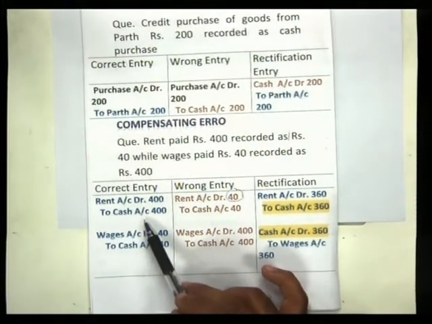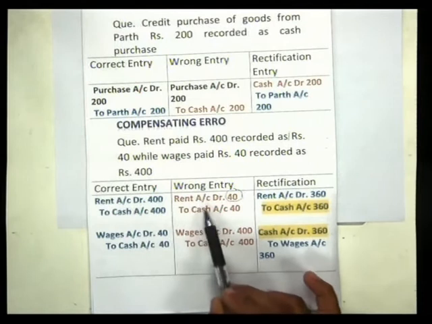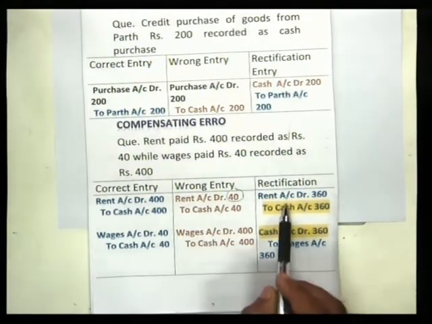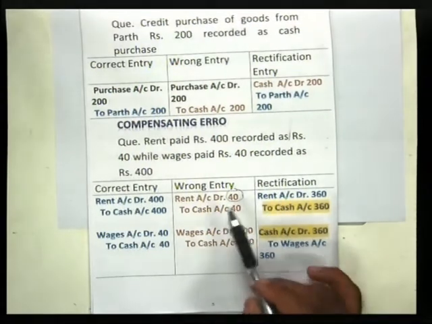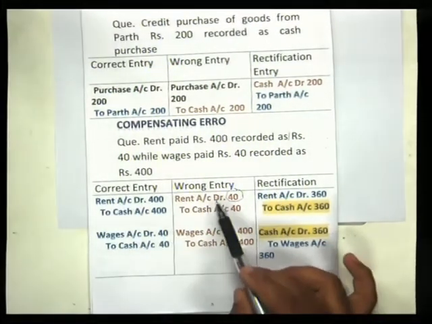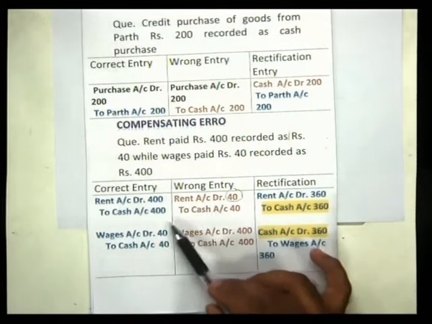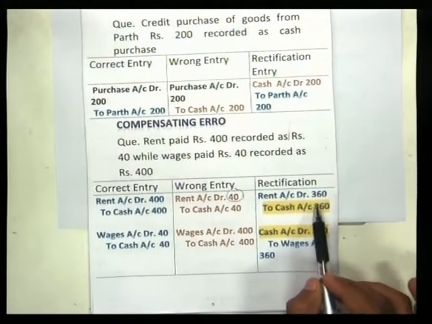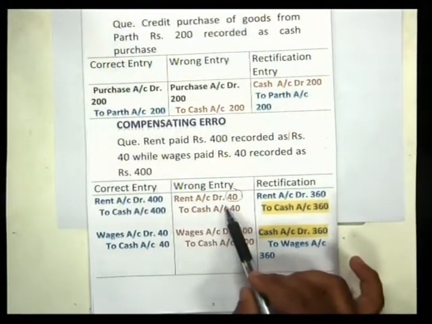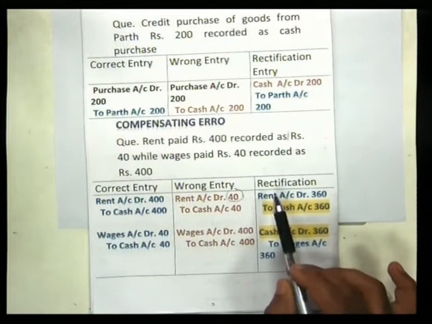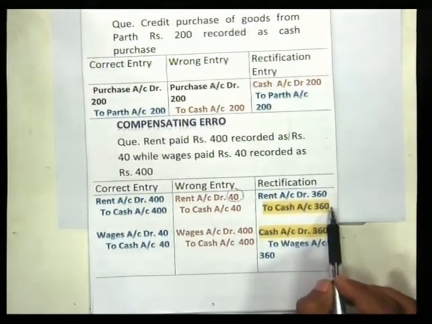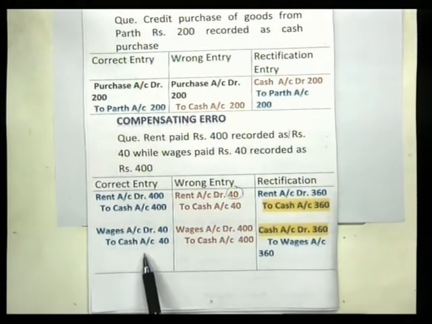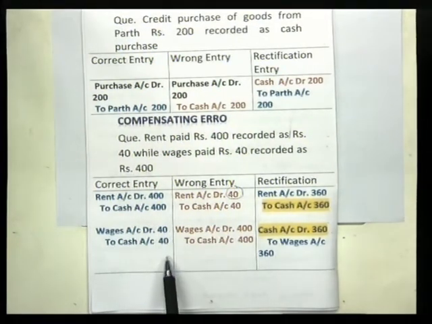Now here cash account is also recorded credited less. So in the rectification entry cash account should be credited more. So to rectify this error of rent paid by less amount, the correct rectification entry will be rent account debited to cash account credited 360, because in both the accounts the rent is recorded less. So another entry is wages account debited to cash account, correct amount is 40 rupees.